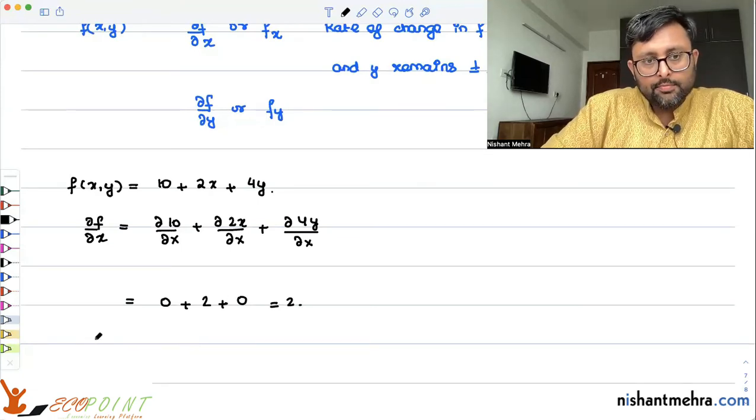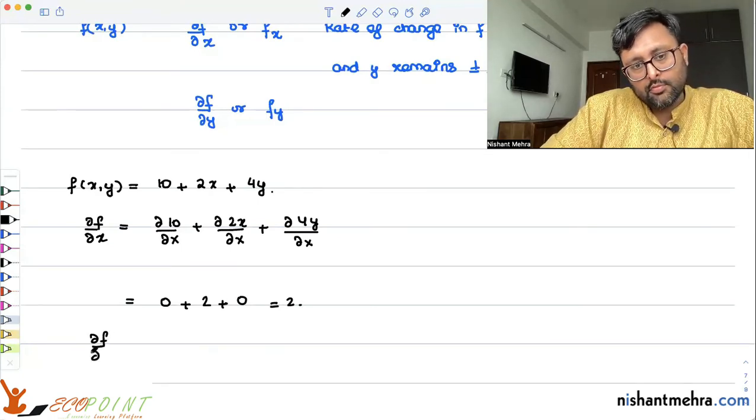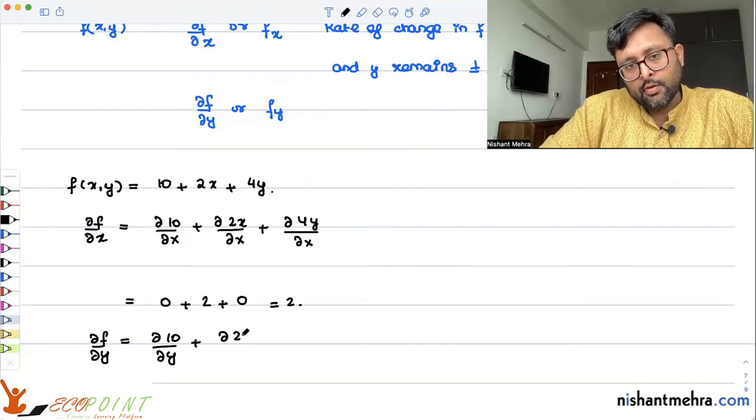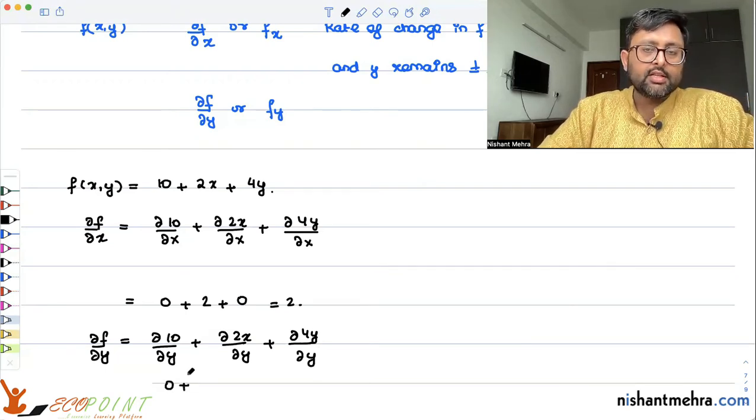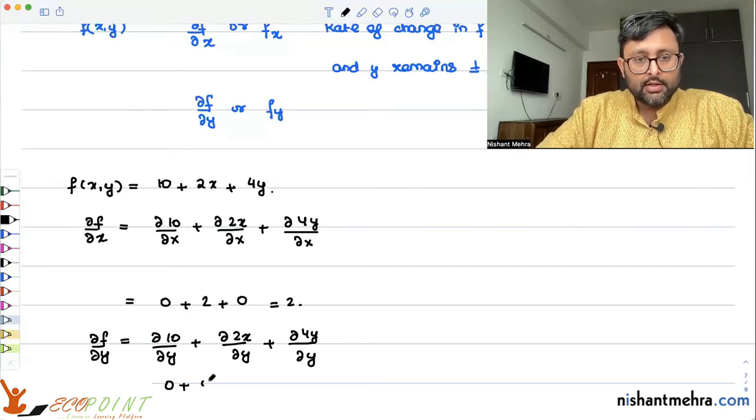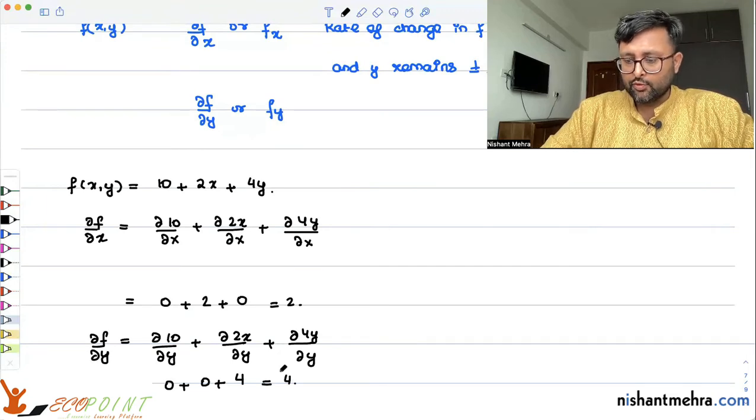Or del f by del y: del 10 by del y, plus del 2x by del y, plus del 4y by del y. So that would mean 0. Now you are differentiating 2x with respect to y. Now 2 is a constant, x is also a constant because you're differentiating with respect to y. Only y is the variable. So that is 0. And 4y's derivative with respect to y is 4. So this guy is 4.